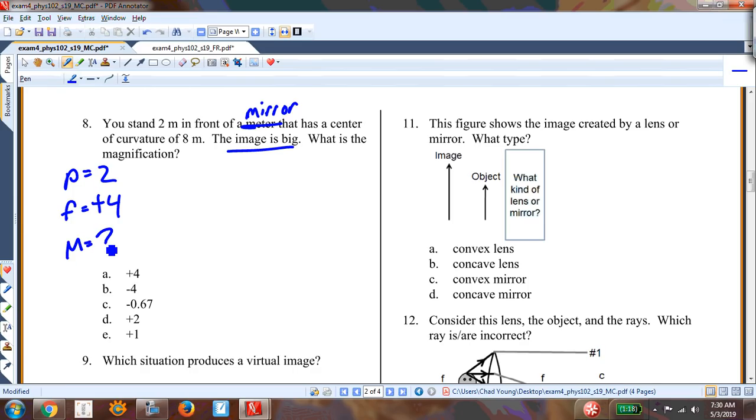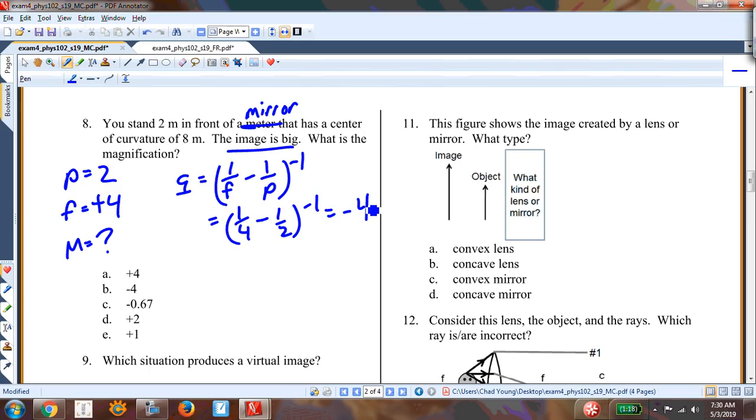And I want to know what is the magnification. So I have to find Q again. That's the inverse of 1 over F minus 1 over P, just the mirror equation. 1 over 4 minus 1 over 2. Q is equal to negative 4. And so the magnification is negative, negative 4 over P, which is 2, so it's positive 2. But look, I could have gotten rid of this, this, and that. It had to be either A or D, because I know that it's a concave mirror. I'm standing inside the focal point, so my magnification has to be bigger than 1, and it has to be positive.